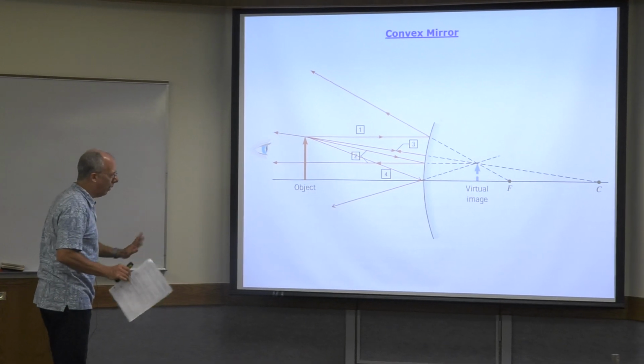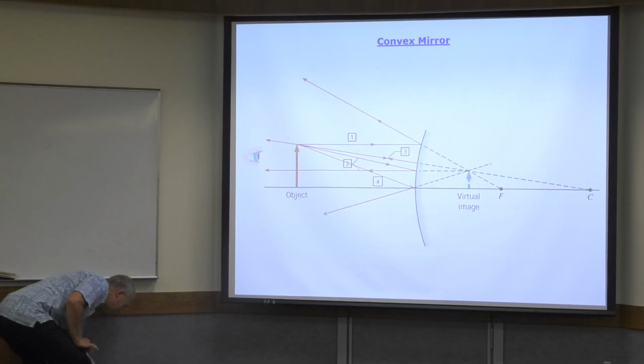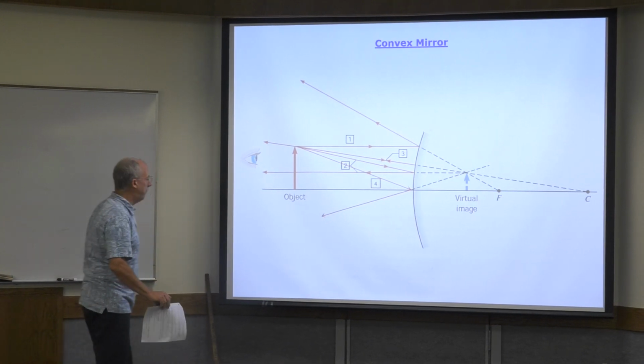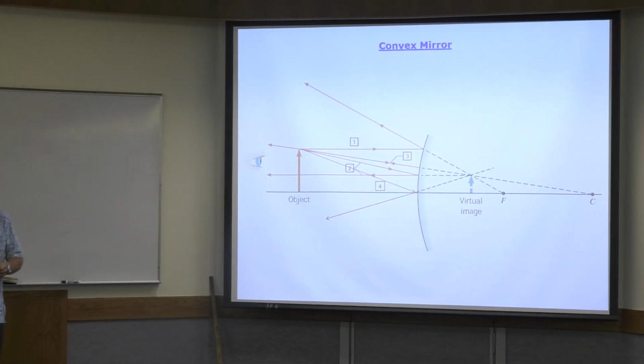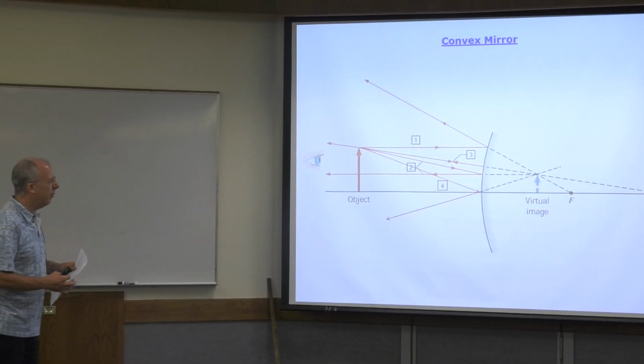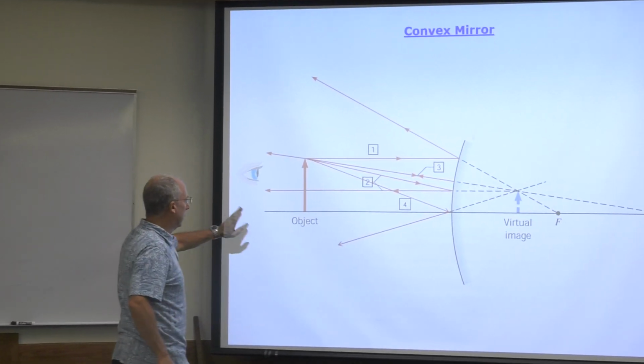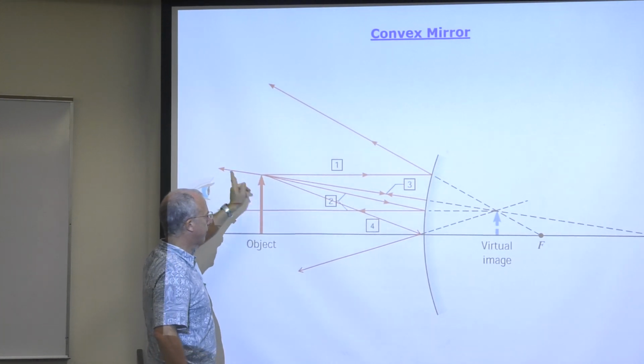This is the tough one, all right? Not so bad, but kind of tough. So this is convex. Again, there are 4 rays, but it's kind of a mess. All right, but it's not so bad. Okay, here you go. Here's the object. Look.